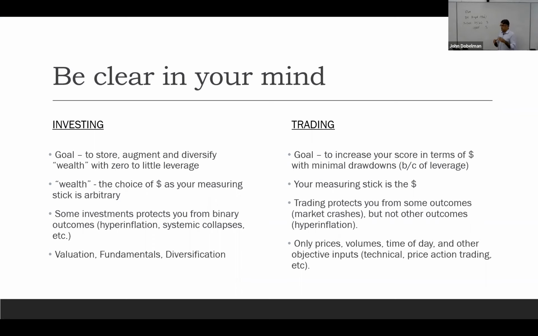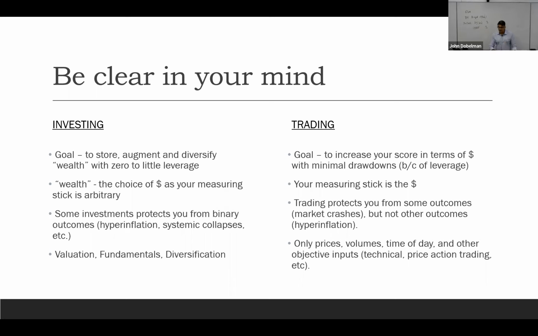Investing is there to store and diversify your wealth, augment it if possible. Typically not thinking about leverage. Maybe with real estate there's some leverage, but otherwise, to arbitrarily measure your wealth in dollars, it's purely arbitrary. Wealth should be measured in time. If you have enough assets such that you've got 30 years of your expenses covered, that's a certain amount of wealth. And if all of that is $5 million in a bank account and tomorrow the dollar becomes worthless, well, you don't have 30 years of expenses covered anymore.